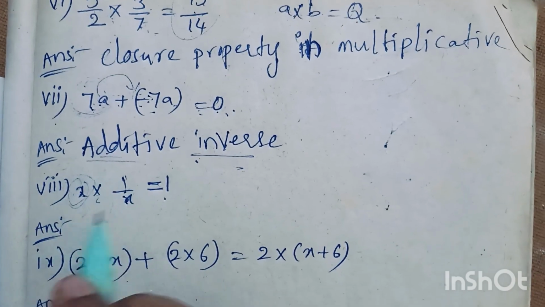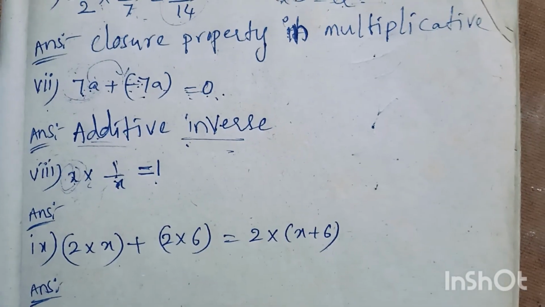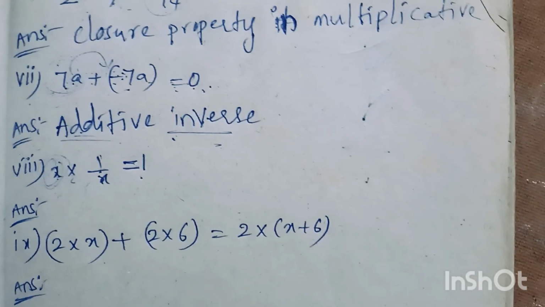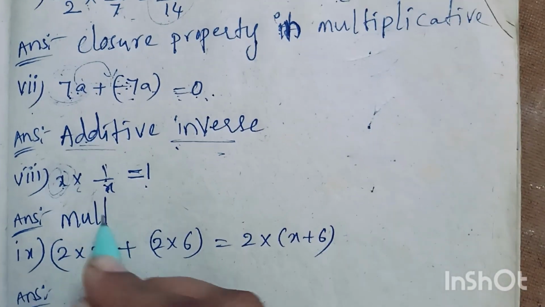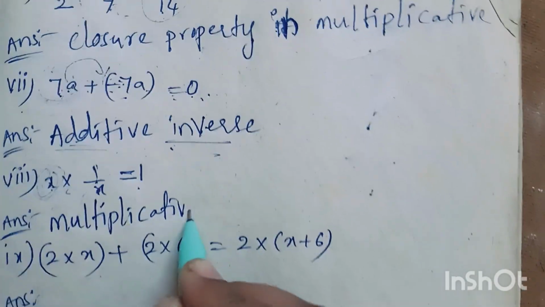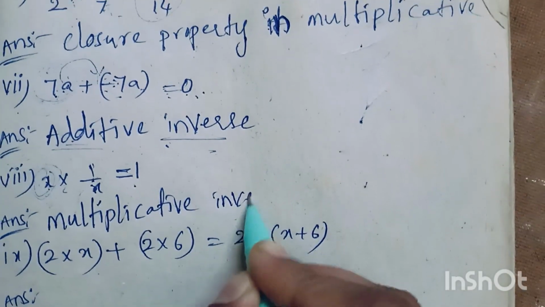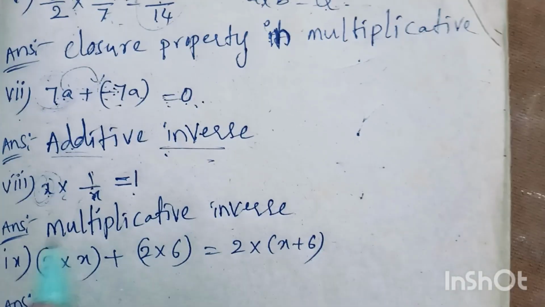So the product of two numbers, that is a number and its multiplicative inverse, is 1. That's why this is a multiplicative inverse: x's multiplicative inverse is 1 by x. So that's why this property is the multiplicative inverse.